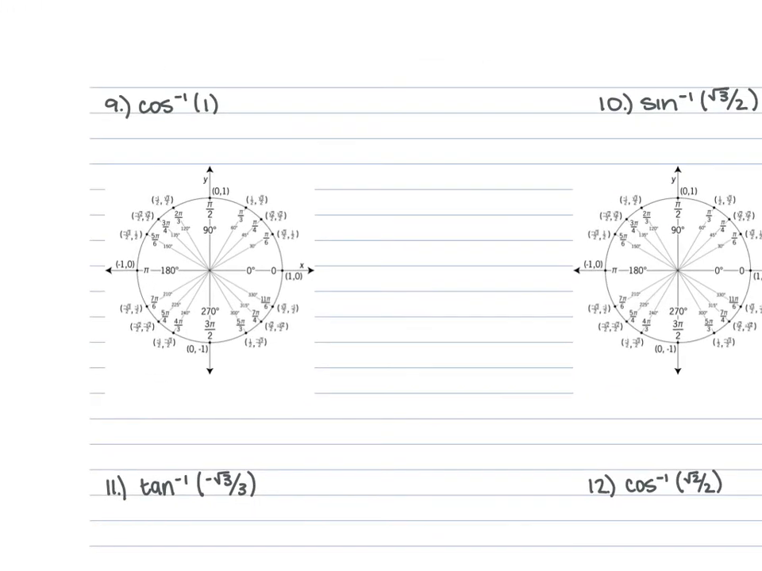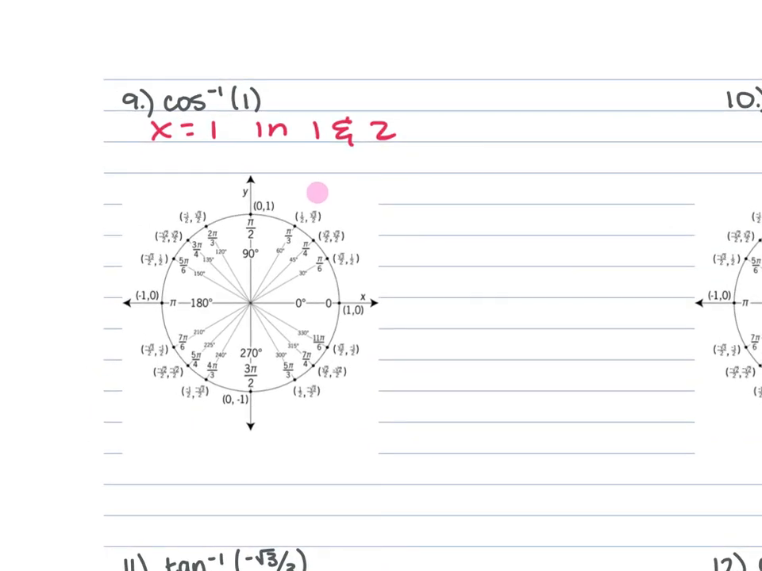For number 9, we have the inverse cosine of 1. So first and second quadrant where x is 1. X equals 1 in first and second quadrant. All right, so first and second quadrant where x is 1, that's just 0. So 0 or 0 degrees.